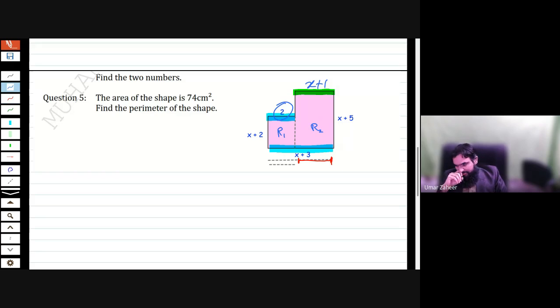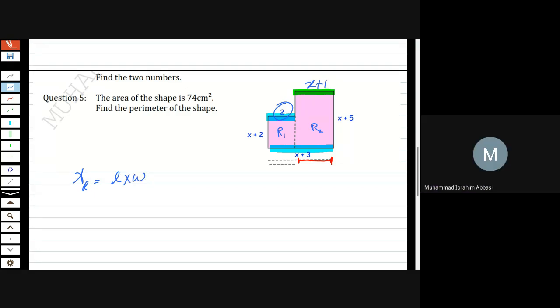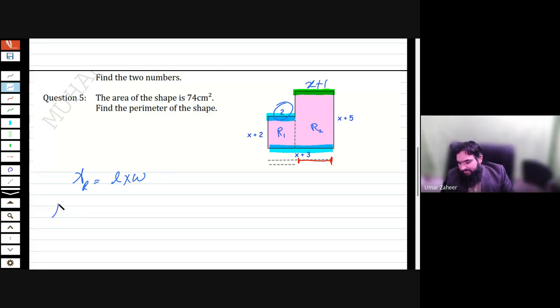Now you have to use the concept of the perimeter and the area of a rectangle. The area of a rectangle is equal to length multiplied by width. Yes, everyone, are you familiar with this formula? Yes. So we have to find the area of the shape, which is equal to the area of rectangle 1 plus the area of rectangle 2.